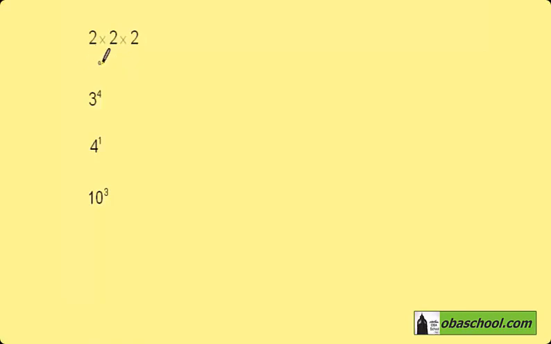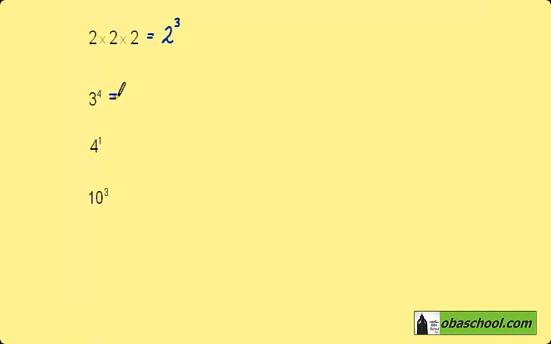Consider 2 times 2 times 2. There is a shorthand way of writing this, which is 2 with a power 3 above the 2. The 3 indicates that we have 3 2's in a row multiplied together.